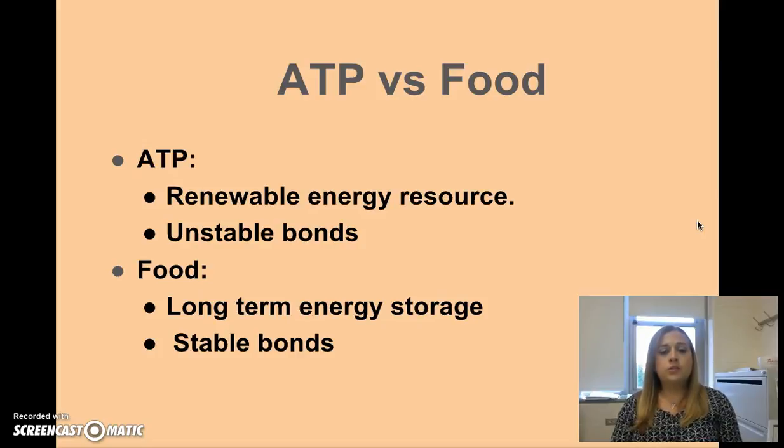So ATP is a renewable energy source. And it has very unstable bonds like we just talked about, so that the phosphates can energize other molecules. It's also really important because it's recyclable. So when ATP is broken down to ADP, it can then be remade into ATP at another location within the cell. And this is the kind of energy that we talk about when we're talking about cells. Then food is going to be long-term energy storage and much more stable bonds because it's long-term energy storage. So you want it to be stable for a long period of time.